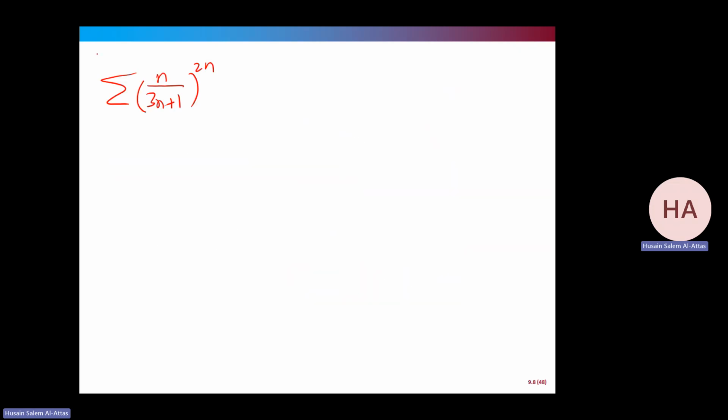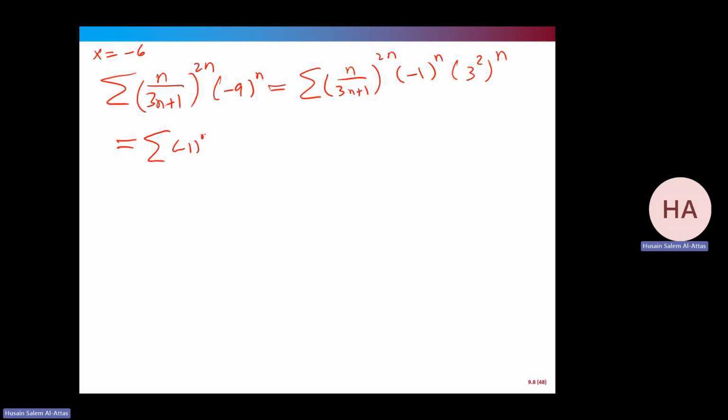What is it if x equals −6? That will be (−9)^n, which is summation of (n/(3n+1))^(2n). I'm doing it in details. (−1)^n 9^n, which is (3²)^n. So this is summation (−1)^n of n, and this is 3^(2n), so I can make it inside. So I have 3n over (3n+1), all to the power 2n.